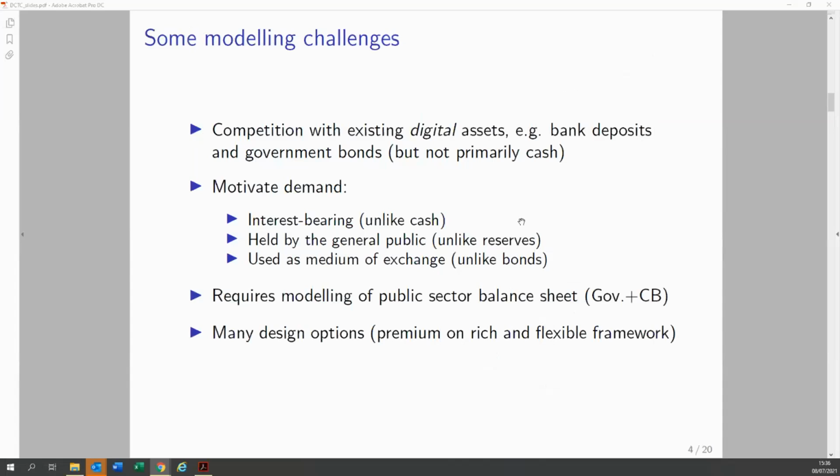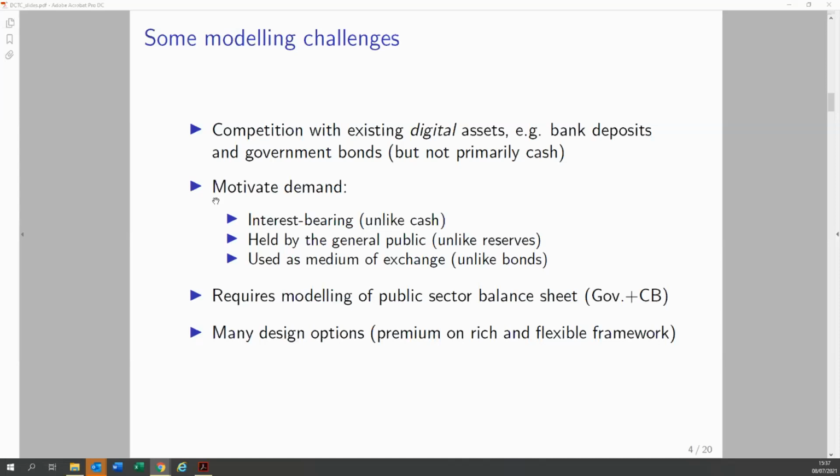When we approached this project, we started thinking about some of the modeling challenges in modeling retail CBDCs, and here I've listed them. The first thing that one needs to carefully think about is that CBDC is a digital asset, so it's going to compete with other digital assets. And that, in our view, means primarily bank deposits and government bonds, and in fact not primarily cash. So I guess this is a difference in religious faith to the Ferrari paper. It's something that we should keep talking about. But this is our view, that it's mainly a digital asset, and so it should mostly compete with other digital assets, or if you like, other financial assets, and not primarily cash.